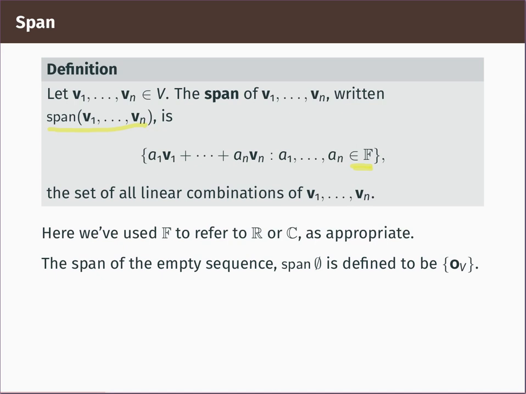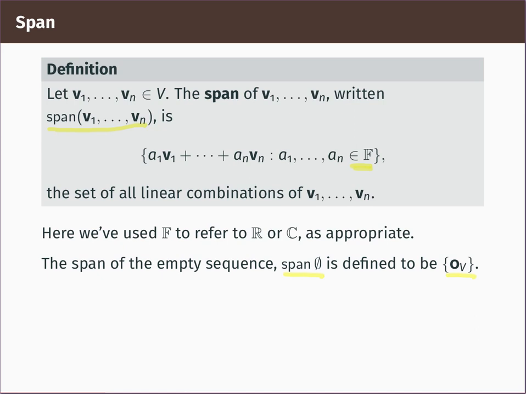There's one not quite special case of this definition, but one case where it's important to be precise, and that's the span of the empty sequence. In some cases we'd like the span of the empty sequence to be defined, and so we define the span of the sequence with no elements in it to be the subspace of V consisting of just the 0 vector on its own. That special case will actually come into play one or two times.